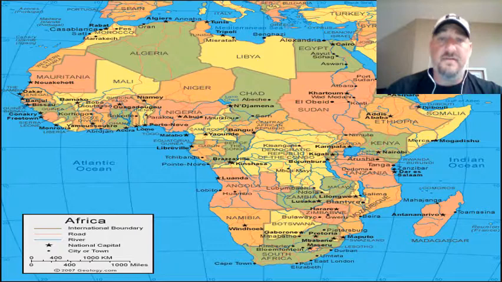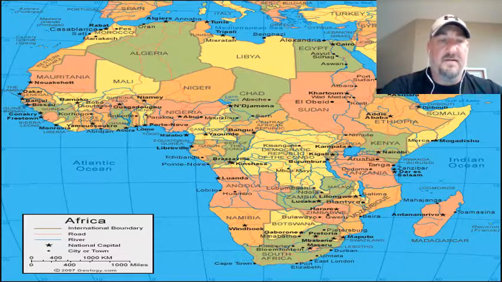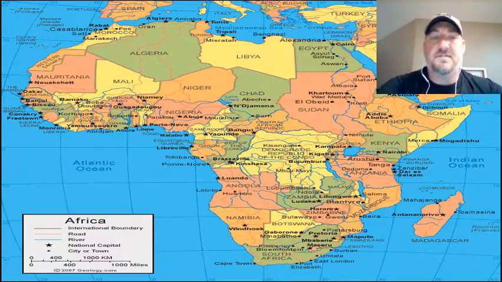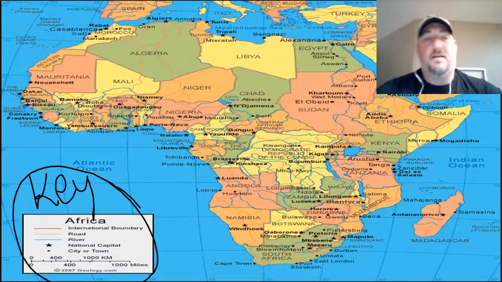This one is a map of Africa. We get the colors again for the countries, and then we also have some other information in there: international boundaries, roads, rivers, national capitals, and then cities or towns. And that is all located in the key, right?